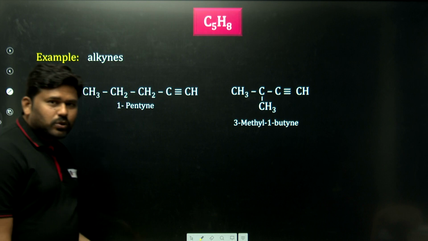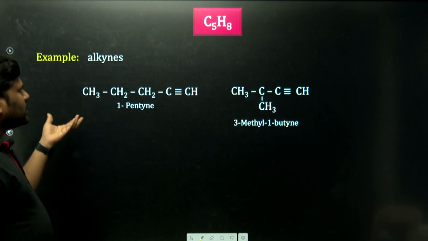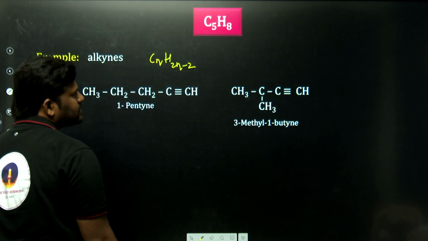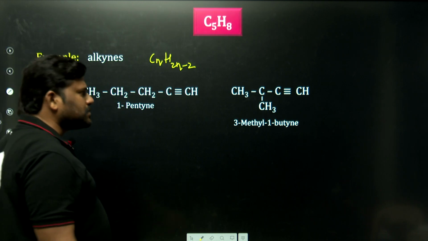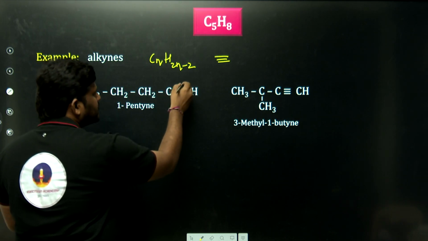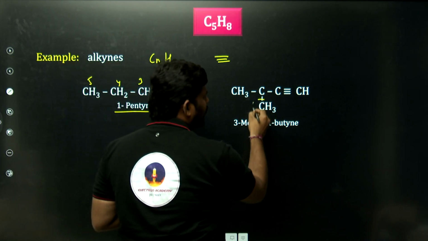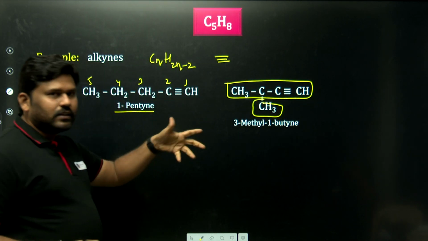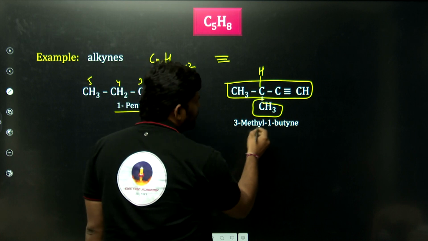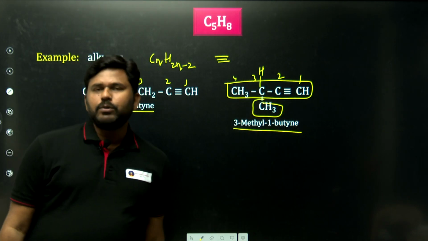Next, alkanes okay, alkenes okay. Will alkynes show chain isomerism or not? The general formula for alkynes is CnH2n minus 2, with a triple bond. For example, I am taking 1-pentyne, with 5 carbons, and the triple bond at the first position. Then I write one methyl group off the main chain, so the structure, meaning the chain, is different. The naming will be 1, 2, 3, 4: 3-methyl-1-butyne. Simple, 1-pentyne and 3-methyl-1-butyne are what isomers?